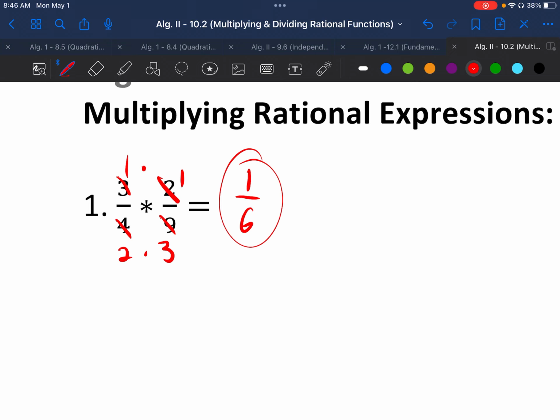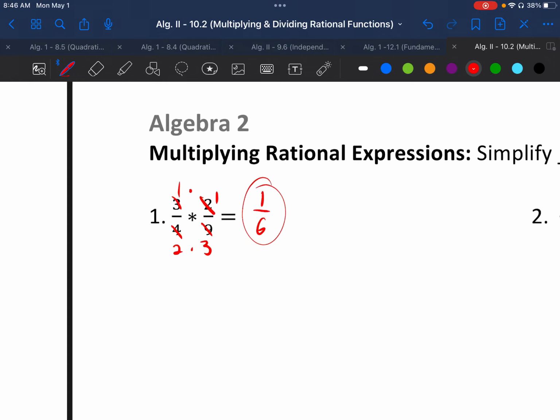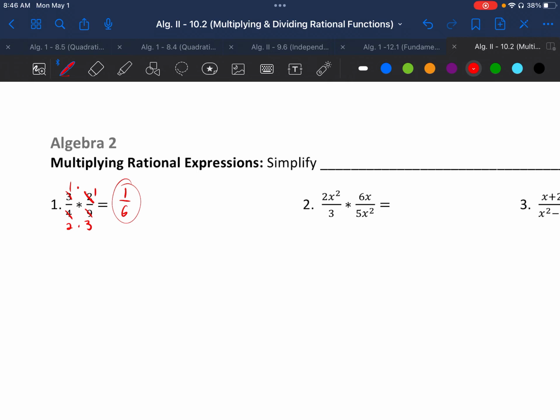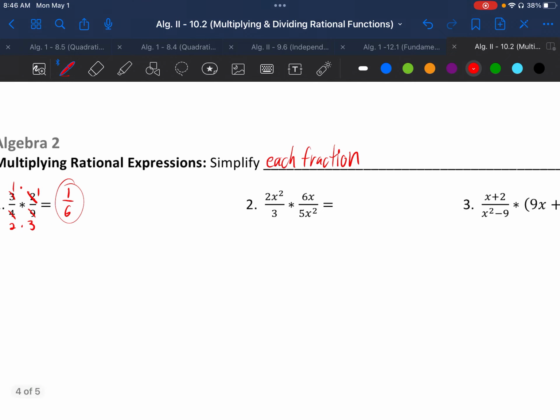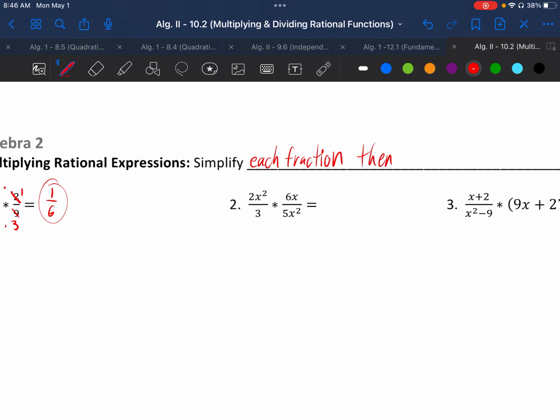It just makes you get a lot bigger numbers, not necessarily on this problem, but on later problems, especially the ones we're going to do today. And it ends up being harder to reduce later. So what you do is you simplify each fraction. So we're going to simplify the fractions like we did before, as far as what you can reduce, and factor everything out. Then you simplify diagonally, just like we did there.